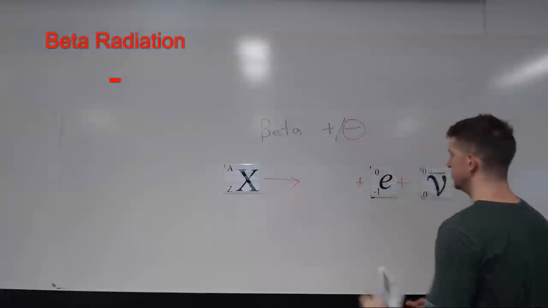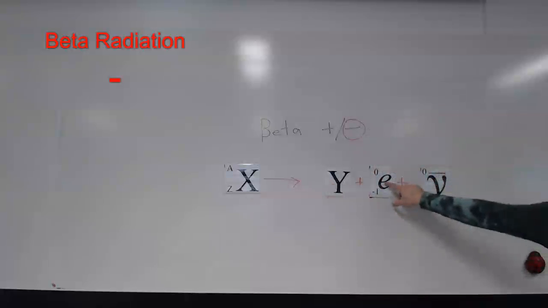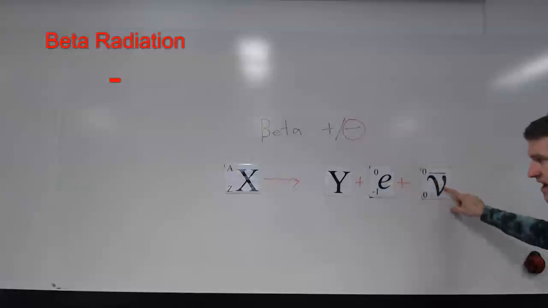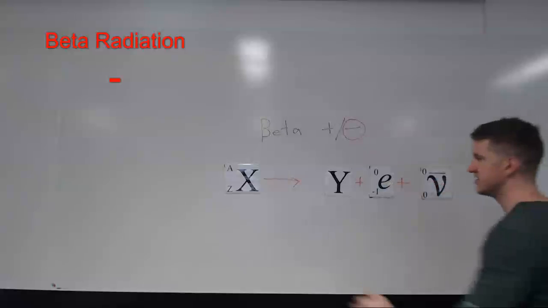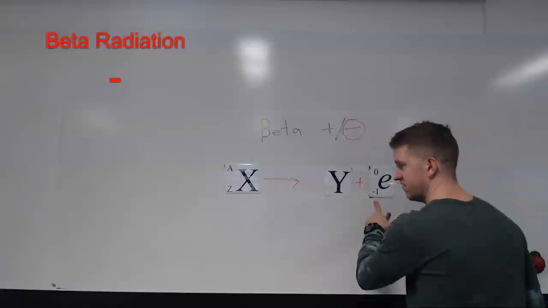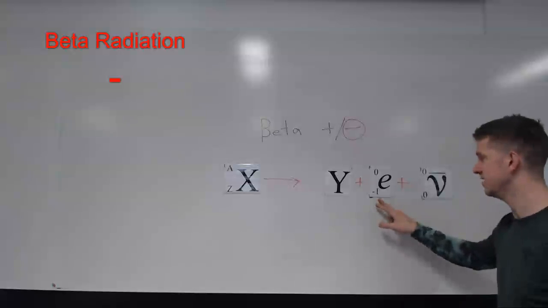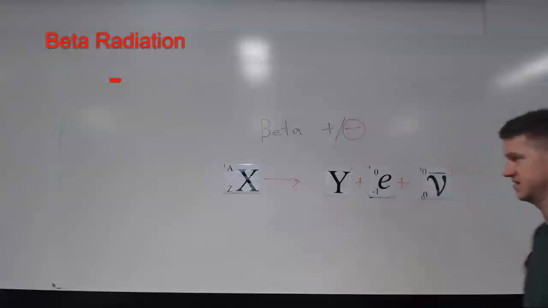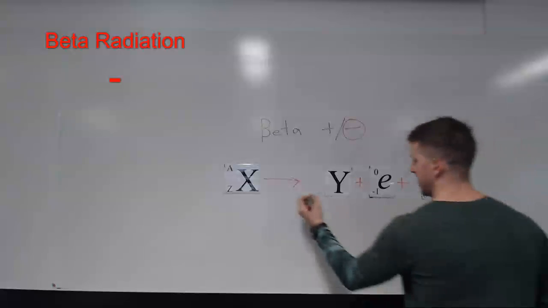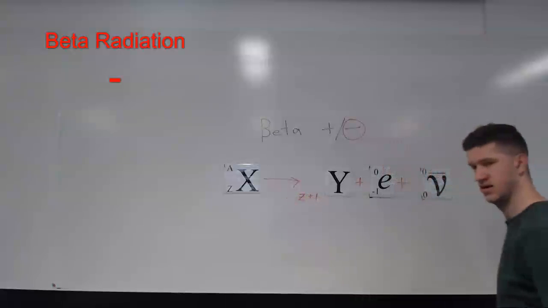We started with an element. X has turned into Y. We've also produced this electron and this antineutrino. Now we just need to go along and balance. So in this case, we've got a -1. So if we've got a -1 here, how do I balance this? It would have to be a Z plus 1, right?